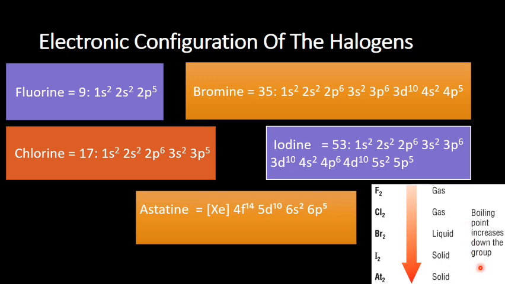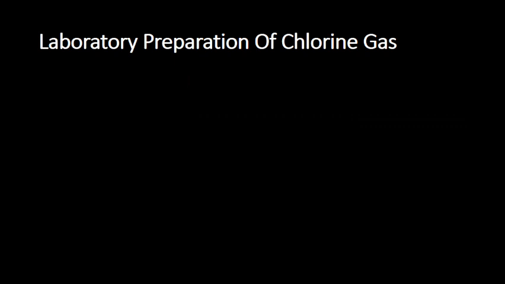So it simply means that out of all the halogens, astatine has the highest boiling point. Now out of all these halogens, fluorine is the most electronegative. Talking about electronegativity, I also have videos on my channel that explain periodic trends. Okay, so let's talk about the laboratory preparation of chlorine gas.